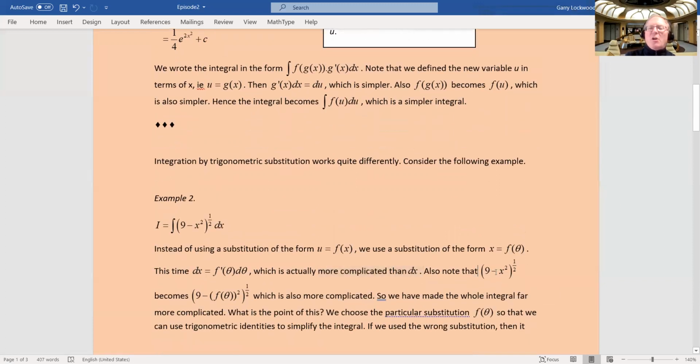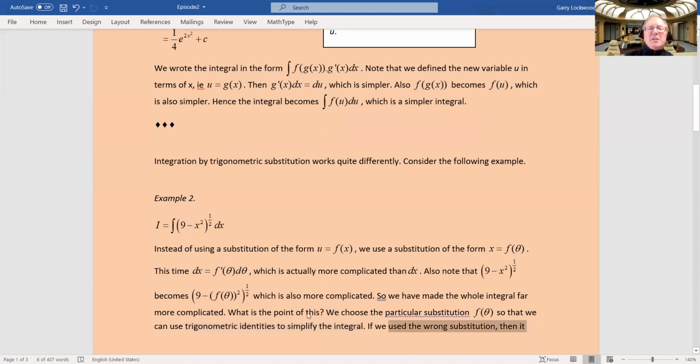And also 9 minus x squared to the half is going to become 9 minus some function of theta squared to the half. It's all getting significantly more complicated. It's longer, it's harder. What's the point? Why? Well, the point is that we can choose this particular substitution f of theta so that we can use trigonometric identities to simplify the integral.